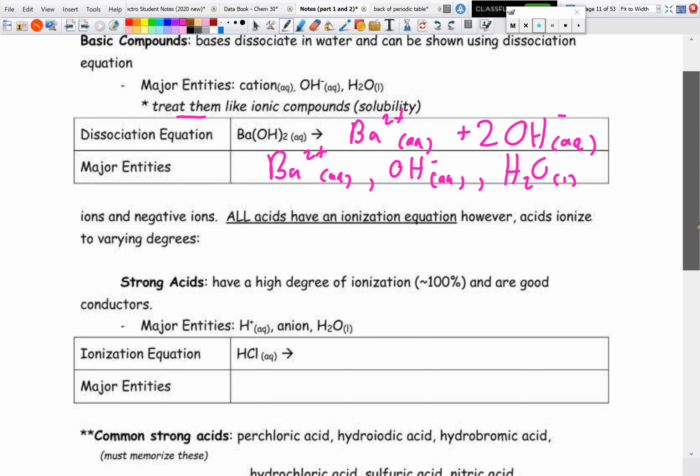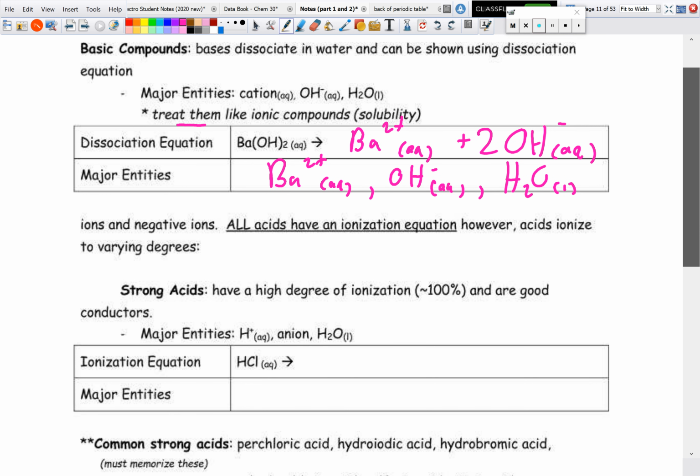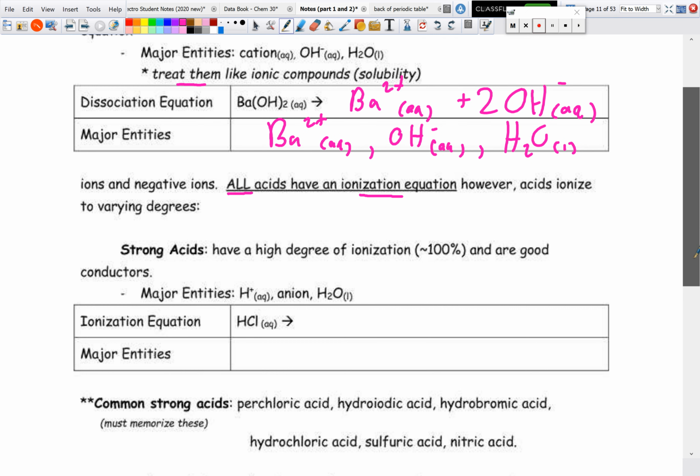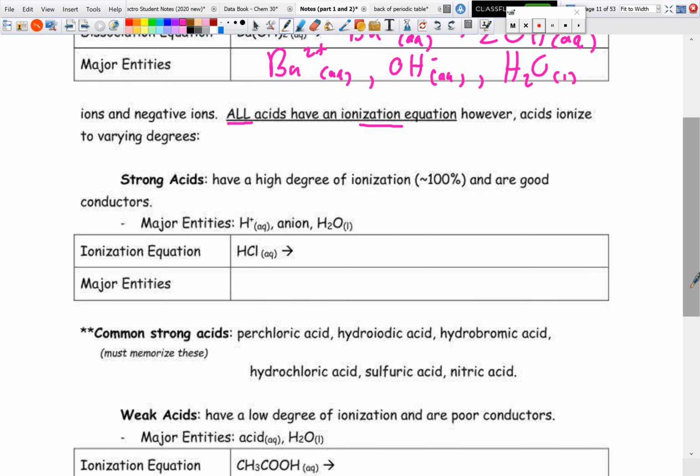Now, for the next two, our strong acids and our weak acids, we do have to be careful. As it says right here, all acids have an ionization equation. However, acids ionize to varying degrees. So that's where we have to know if something is a strong acid or a weak acid. Now, strong acids have a high degree of ionization, so about 100%.